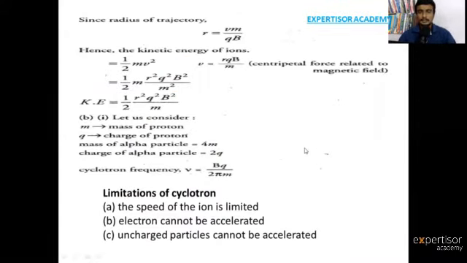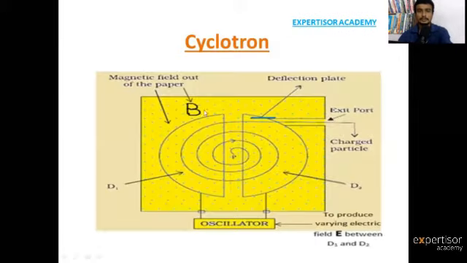See the derivation for this cyclotron. The radius of the trajectory r is equal to mv divided by qB. How is it possible? Look at this. This particle is moving in a circular form.